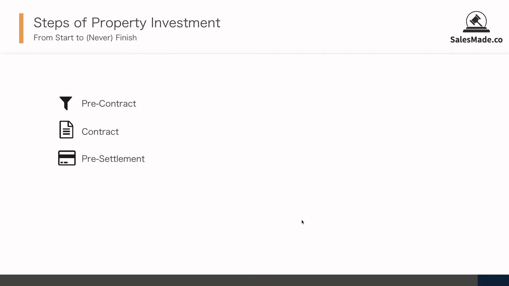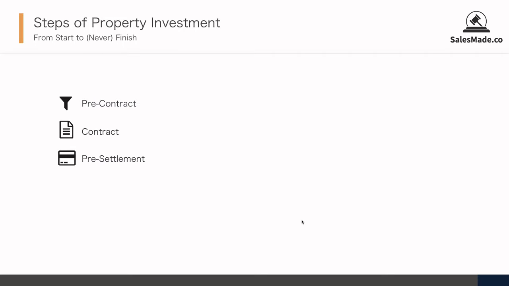And then we've got pre-settlement. Pre-settlement means before the transfer of title, before the settlement of the actual transaction, when the title gets transferred from the seller to the buyer. Before that happens, there are a few things that need to be done.